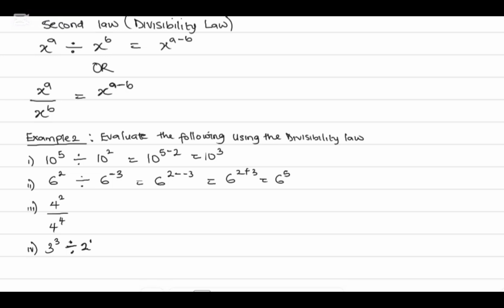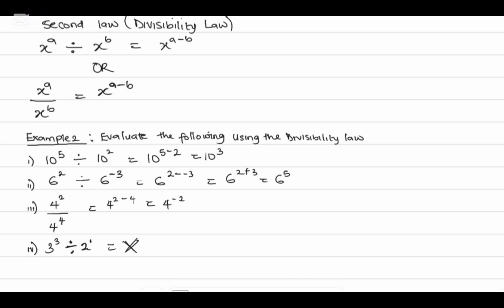Very simple. The third one, 4 raised to power 2 all over 4 raised to power 4. All over means divide, so this will be written as 4 raised to power 2 minus 4, and that gives us 4 raised to power minus 2, because 2 minus 4 is minus 2. This should be simplified further, but we've not gotten to this law, so I'll leave it as 4 raised to power minus 2. Look at the fourth one. Law of indices cannot be applied, because they don't have the same base. So take note of that.